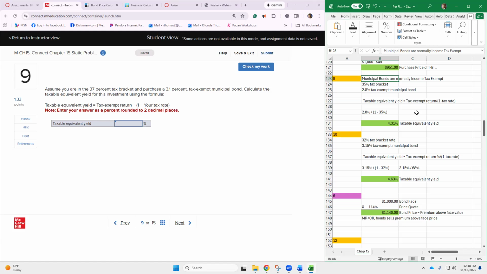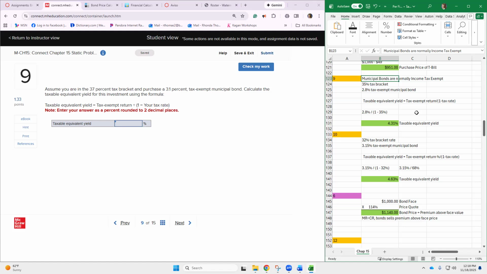So what's happening here? Assume you are in the 37% tax bracket. By the way, does anybody remember that that's the top tax bracket? Last I knew, you're making a lot of money a year. We could go look up what it is. I don't think there's one above that, but I could be wrong. And it may have changed because it changes frequently.